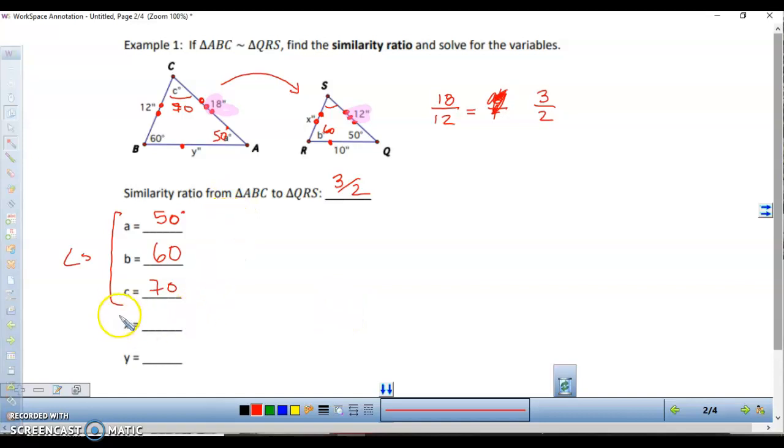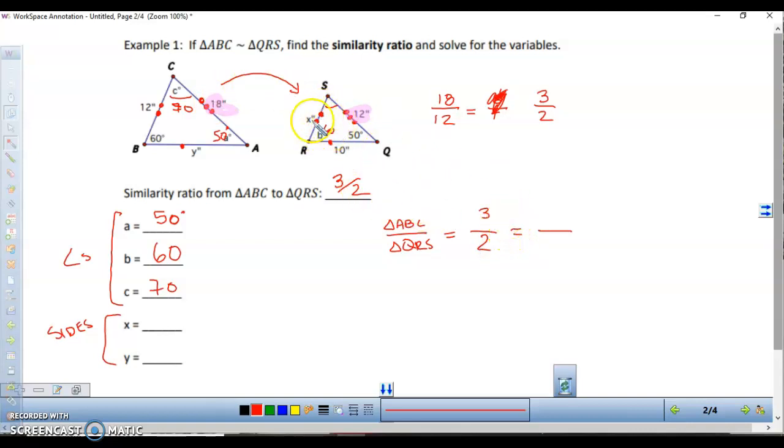Now to find the side lengths. This, like I said, is just a little bit harder because we have to do it by using proportions. And the way we establish this is by using my similarity ratio. Remember, my similarity ratio is from triangle ABC to triangle QRS. So when I set up my ratios, I want to set it up with the parts from ABC on top and the parts from QRS on bottom. Now, the similarity ratio from ABC to QRS was 3 to 2. I established this already.